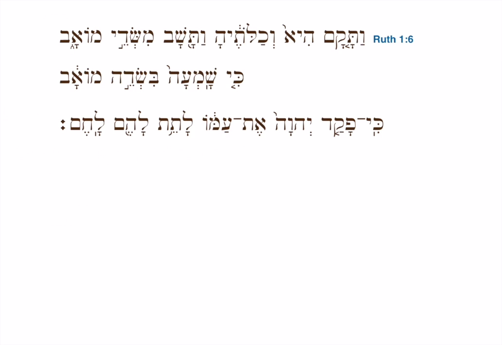As we continue Ruth 1:6, we'll begin after the first zakef that you see circled, and we'll end at the last zakef. Ki fakad Adonai et amo. For the Lord had visited his people. So we have a second key clause, and this key clause explains what Naomi heard in her field.